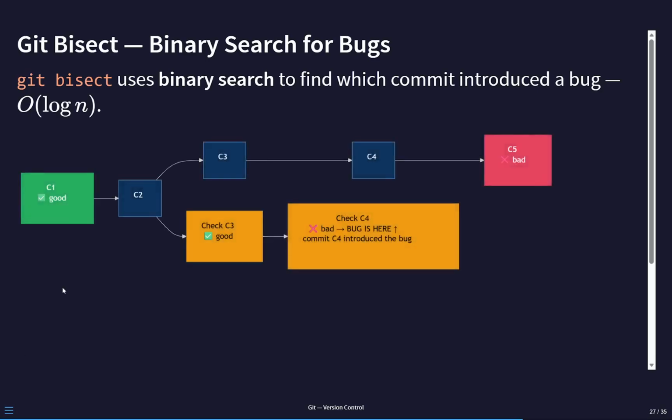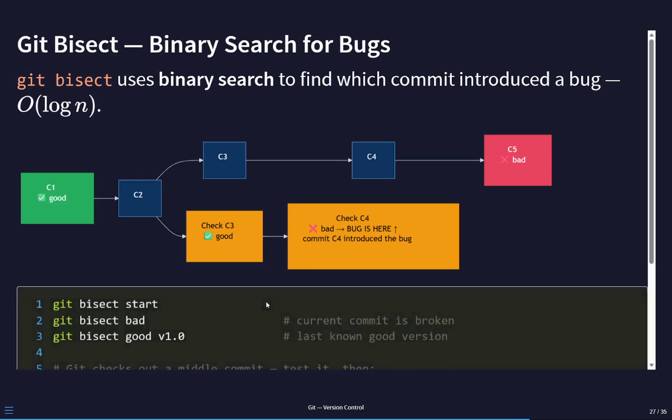Your history goes from C1, known good, to C5, known bad. Git picks the middle commit, C3. You test. It is good. Now Git knows the bug is between C3 and C5. It picks C4. You test. It is bad. The bug is between C3 and C4. Since there is nothing between them, C4 is the culprit. Done in 2 tests. Click. The commands.